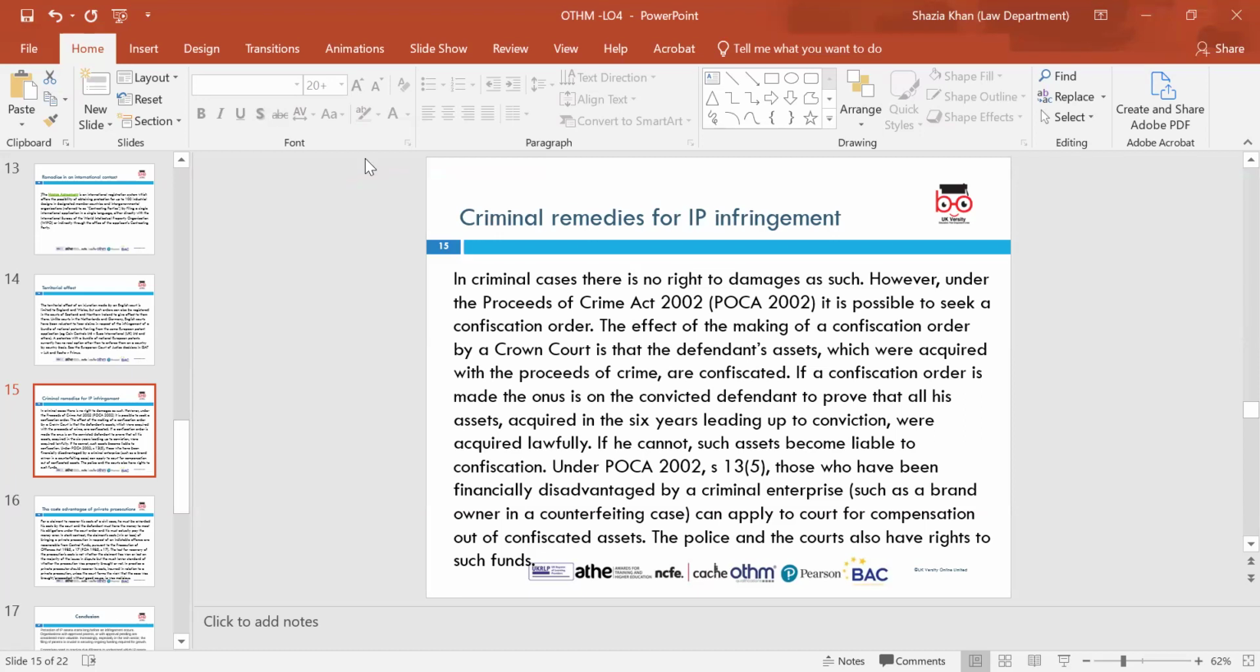In criminal cases, criminal remedies we looked at a little bit earlier as well, we'll just reiterate that. In criminal cases, there's no right to damages as such. However, under the Proceeds of Crime Act 2002, it's possible to seek a confiscation order. The effect of a confiscation order made by the Crown Court is that the defendant's assets, where they are the proceeds of crime, are confiscated.